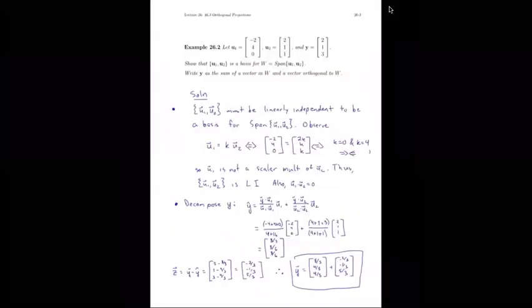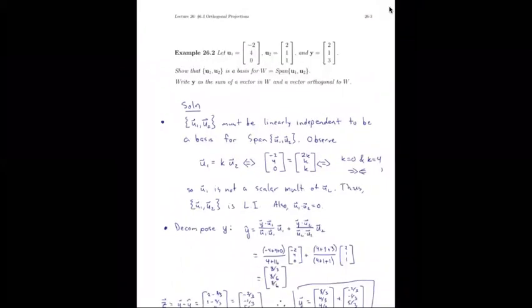In practice, we'll look at this example here. We've got two vectors u1 and u2, and we're given a vector y to go along with that. They're all in R3. We want to show that u1, u2 is a basis for w, being the span of u1 and u2. There's a couple of ways we could do this. We just need to show that they're linearly independent.